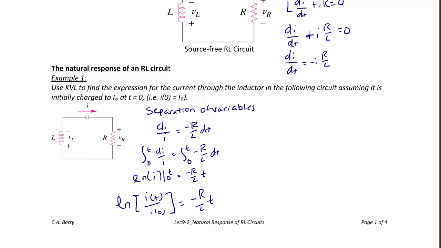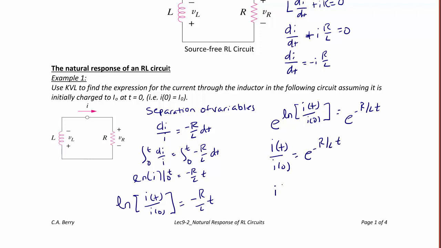Next, to get rid of the natural log, I raise both sides of the equation to the e. So e to the natural log of I of t over I of 0 is equal to e to the negative R over L times t. Finally, I can write I of t equals I of 0 times e to the negative R over L times t. This is the general equation for the natural response of an RL circuit.